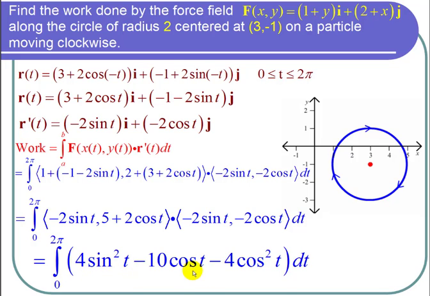So I could do this by hand or by calculator, and either way, what I got was that the work done by the force field F of a particle moving clockwise along this circle is equal to 0. And I'm done with the problem.